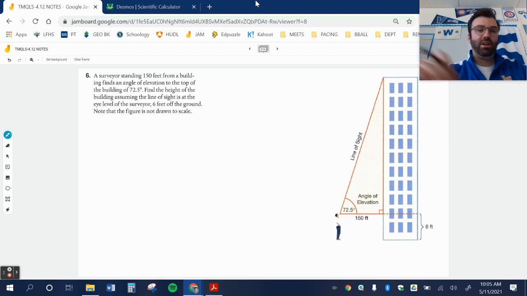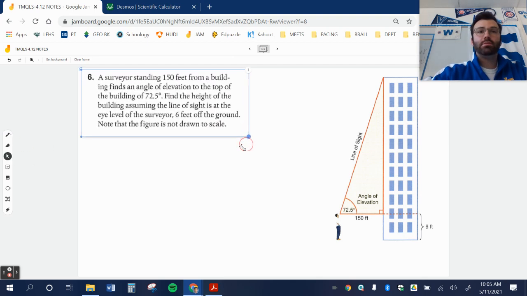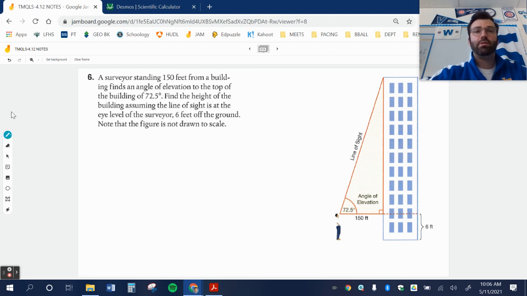Trig functions can also be used to solve real world problems. A surveyor is standing 150 feet from a building and finds an angle of elevation to the top of the building is 72.5 degrees. Find the height of the building, assuming the eye level of the surveyor is 6 feet off the ground. Note the figure is not drawn to scale, obviously. No kidding. So what they're asking us to do is to find this side here. I'll call that x.